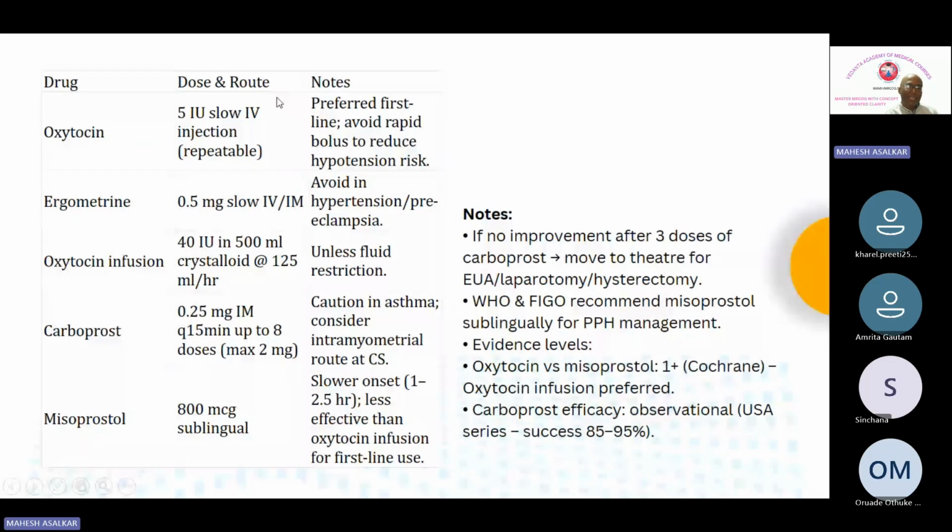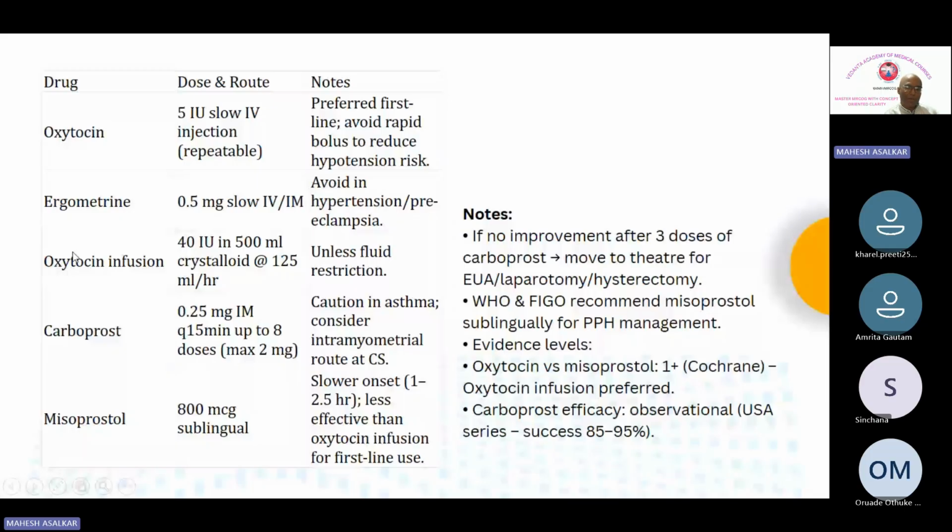Then look for whether there is any contraindication to ergometrine. If there is no contraindication to ergometrine, then you have to use ergometrine. Once you have given 5 units of oxytocin slowly, after ergometrine is the oxytocin infusion, 40 units in 500 ml at the rate of 125 ml per hour. Okay, this is the rate.